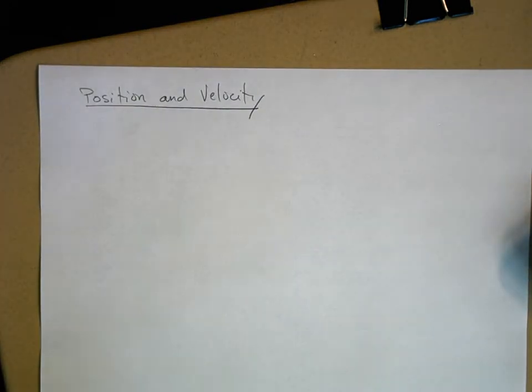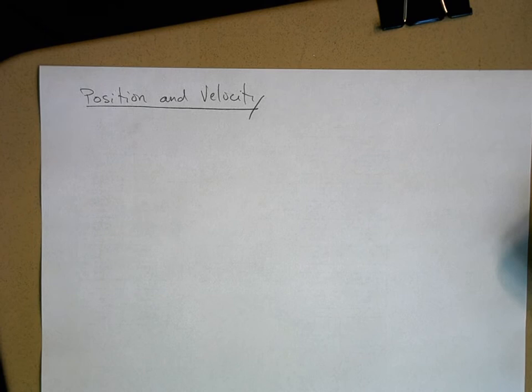The first big idea we're going to do in physics is to describe motion. To describe where things are, how they're changing where they are, and how fast they're changing where they are. It's called kinematics, the study of motion.